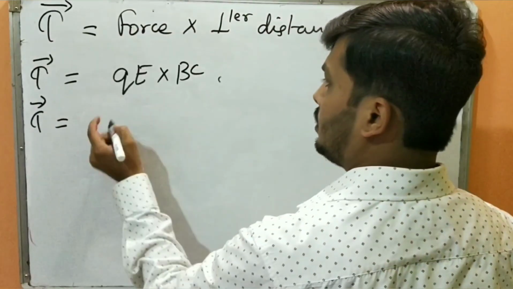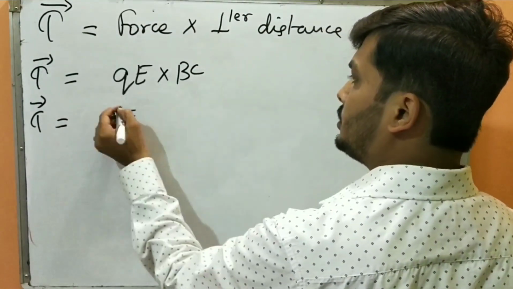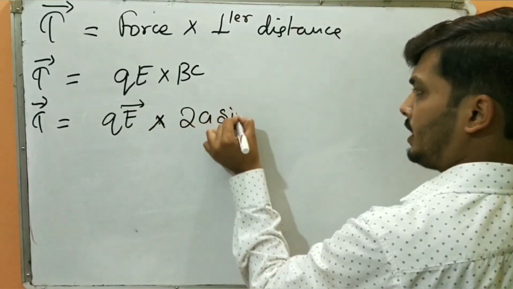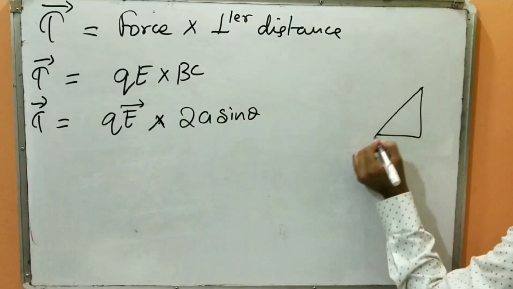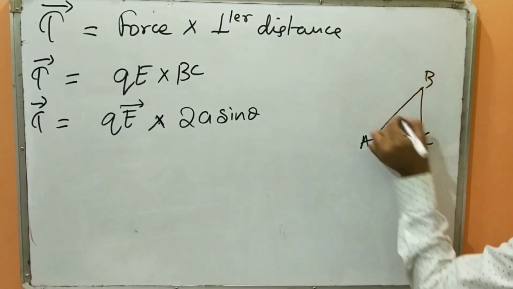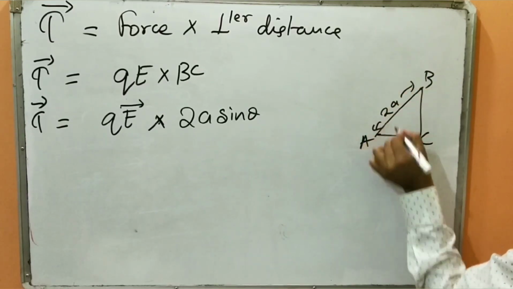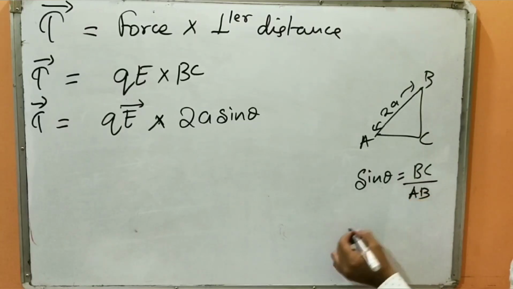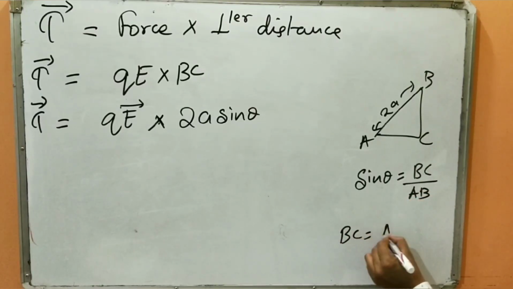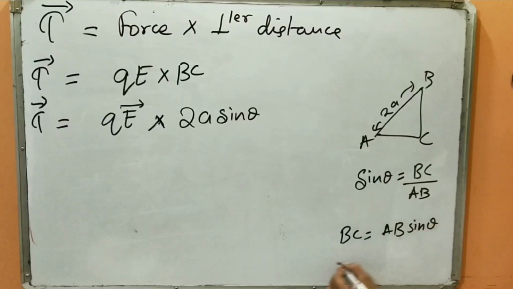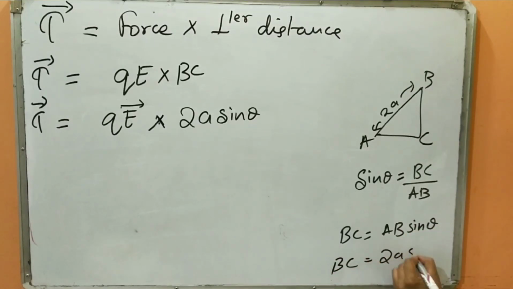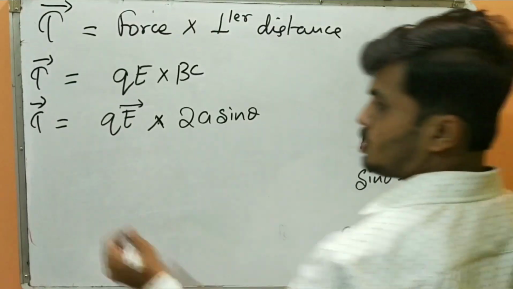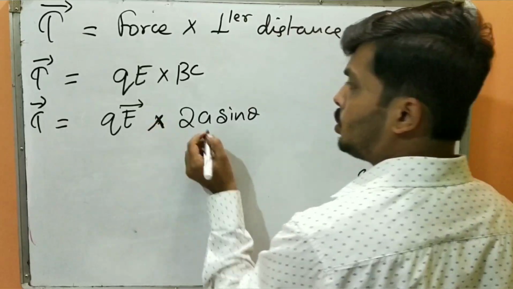So QE, see, force into perpendicular distance. So BC is 2a sine theta from the diagram. Okay, or else I'll write here. This was A, B, C. Where was this distance? It was 2a. And from this, what did I get? Sine theta is BC divided by AB. Therefore, BC will be AB sine theta. Therefore, BC is equal to 2a sine theta. You do not need to show this in the exam, but for understanding you can write it in your notes. So, torque is equal to QE times 2a sine theta.